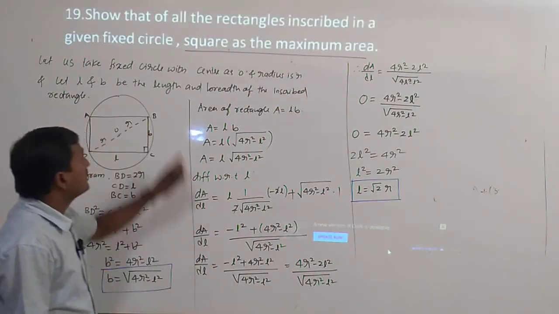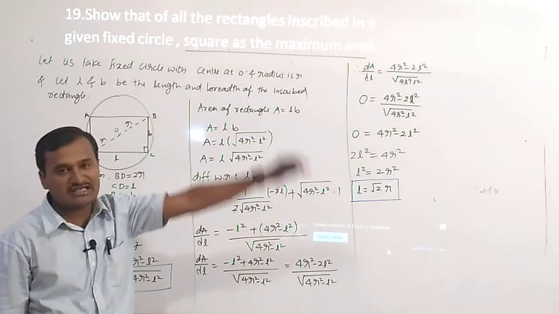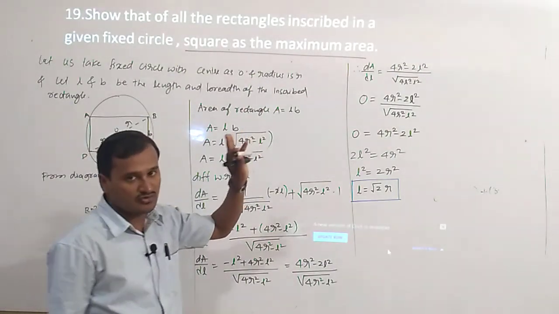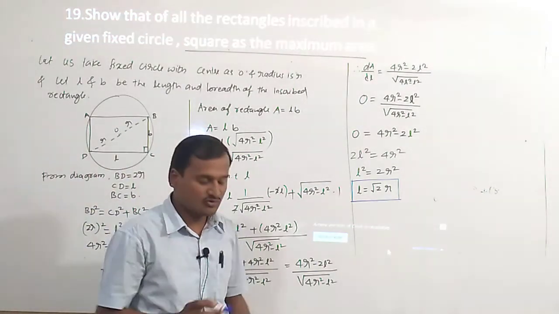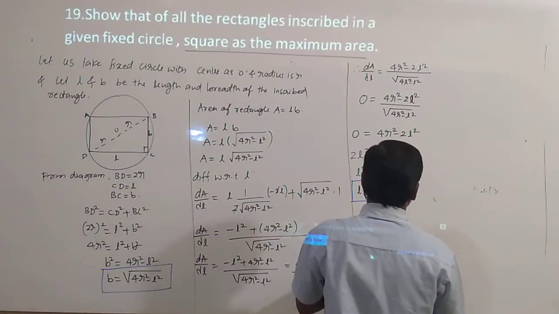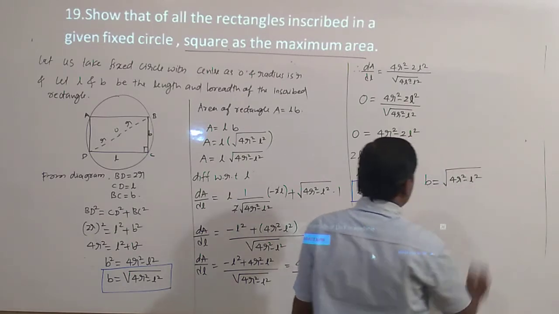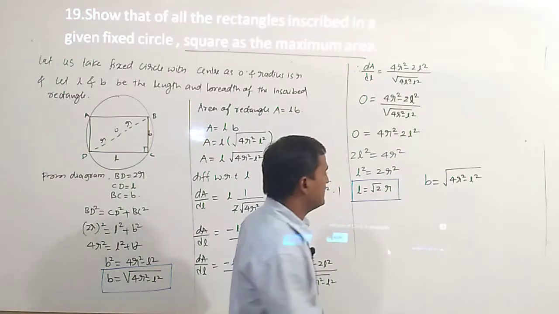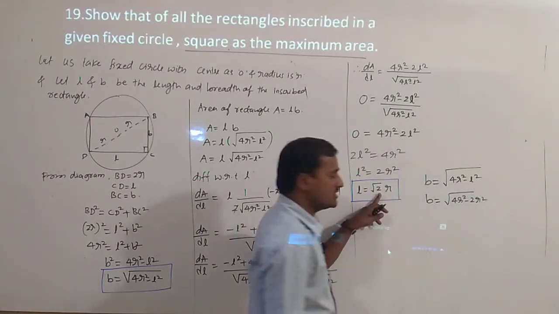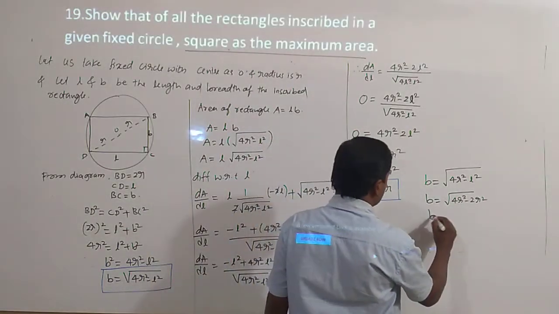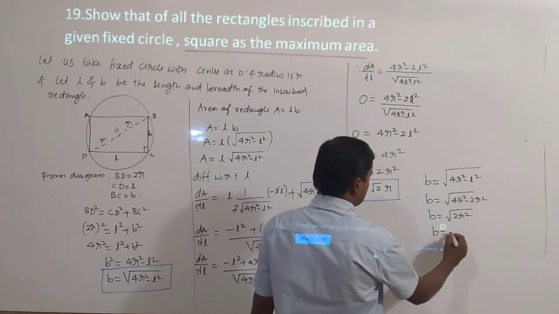So the rectangle inscribed in a given fixed circle has the maximum area means we have to show this rectangle is a square. A rectangle is a square only when length is equal to breadth. So what is the value of B? B is equal to root of 4r² − L². Now I will substitute the value of L here. So B is equal to root of 4r² − 2r², which is root of 2r². So B is also equal to root 2 into r.